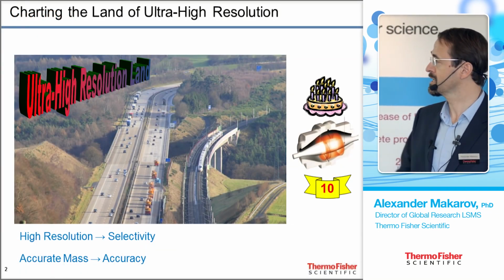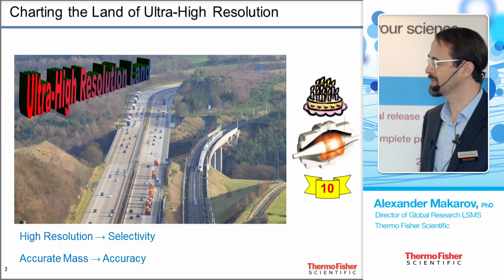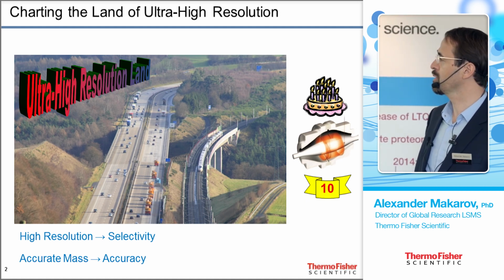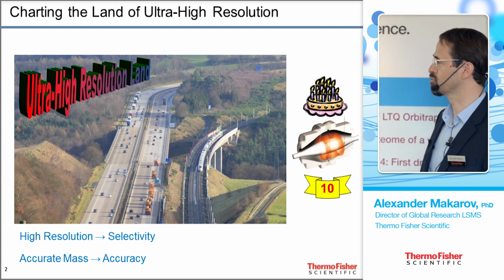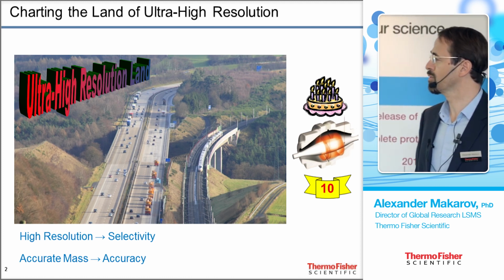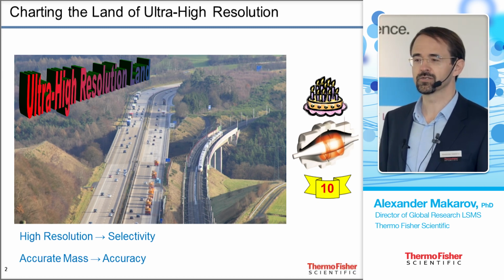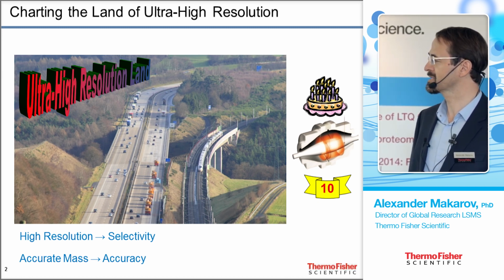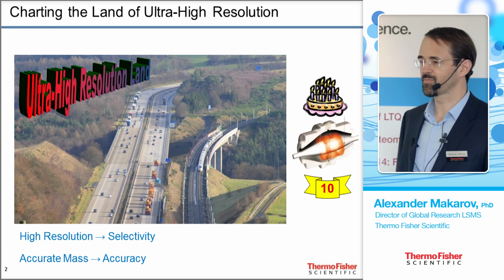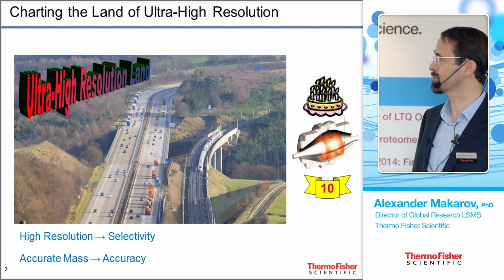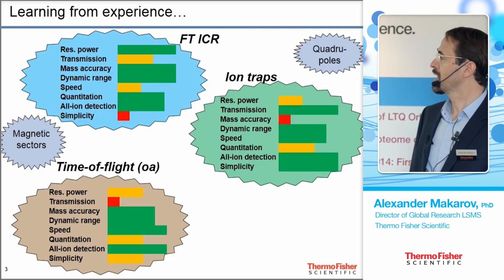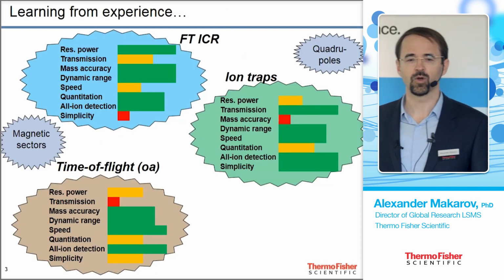Orbitrap is 10 years old, and over these years it built a highway and railway in the land of ultra-high resolution. And as we all know, high resolution provides selectivity of analysis, and accurate mass provides low error rate and improves accuracy of analysis. And it all started a long time ago.